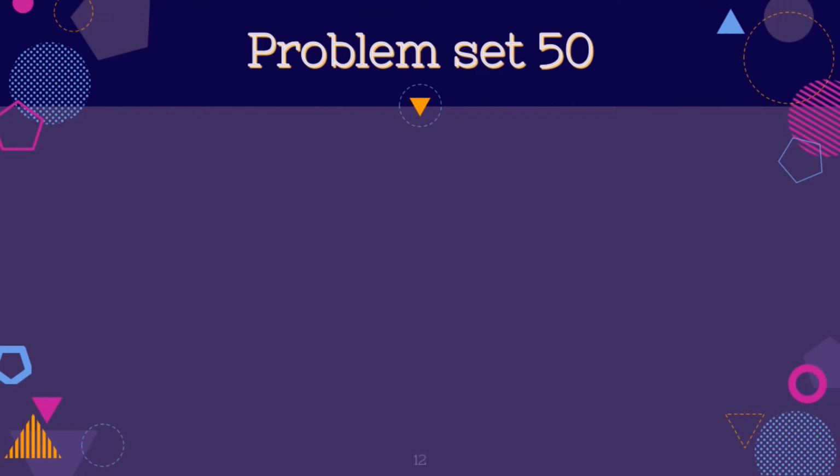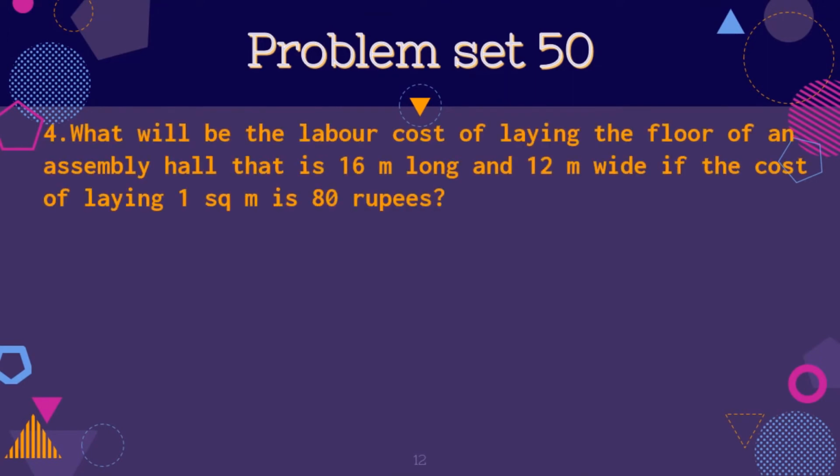Next question is, what will be the labor cost of laying the floor of an assembly hall that is 16 meter long and 12 meter wide if the cost of laying of 1 square meter is 80 rupees. Now we know the length and the breadth of the floor of the assembly hall.